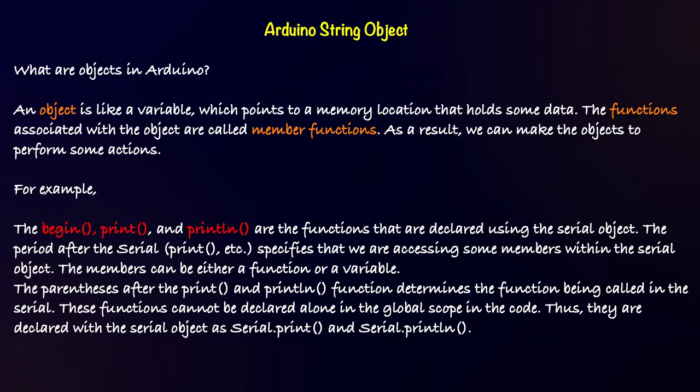And these functions cannot be declared alone in the global scope of the code. So if you are declaring the functions at first in the global scope, they cannot be declared alone. Thus they are declared with the serial object, that is Serial.print or Serial.println. That is why it is declared like this.